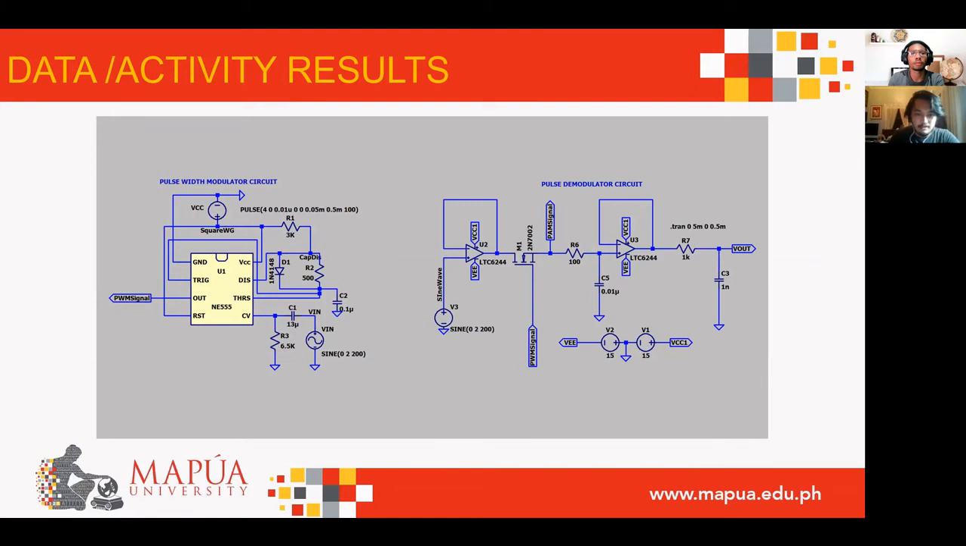So next, moving on, is the pulse demodulator circuit, where we used a PWM to PAM demodulation technique. The circuit for the demodulator consists of two inverters, where the first inverter is for the received PWM signal, and the second inverter is for the demodulation of the PWM signal.